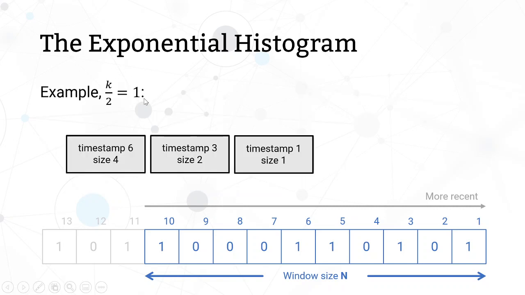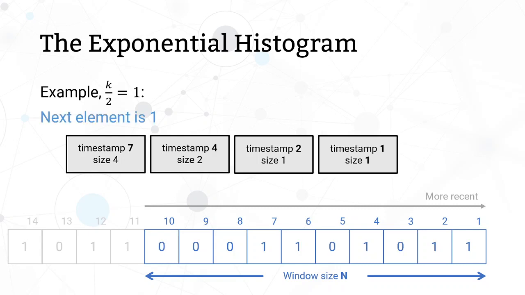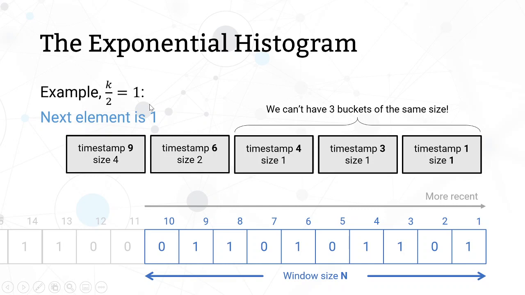If you have K over 2 equals 1, then we have these buckets which we already produced, but let's see what happens when we add more things into this stream. If the next element is 1, then we just add a bucket here with size 1 and timestamp 1, and of course increment the timestamps of the rest of the buckets. When we see a next element 0, we don't do anything in terms of adding a new bucket, but we do increment all the timestamps. Now, here's the interesting thing. When we add another element, which is 1, we have to add a new timestamp 1, size 1 bucket.